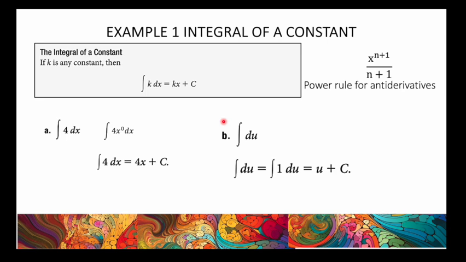The du tells me that u is my variable. So I'm going to take 1 times u to the 0. I'm going to take that 0 and add 1 to it, and then divide by 1. So now I have u to the first power over 1, which is just u. And then, of course, we add in our arbitrary constant.